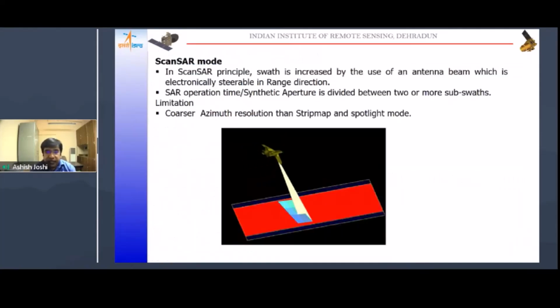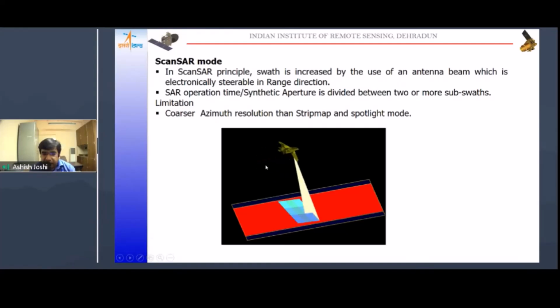Now the third is the ScanSAR mode. In the ScanSAR principle, the swath is increased by the use of an antenna beam which is electronically steerable in the range direction. So this is the ScanSAR mode. While imaging, it will divide its synthetic aperture time. It means if we want a larger swath in the range direction, we can divide this synthetic aperture time to see the area in the range direction.